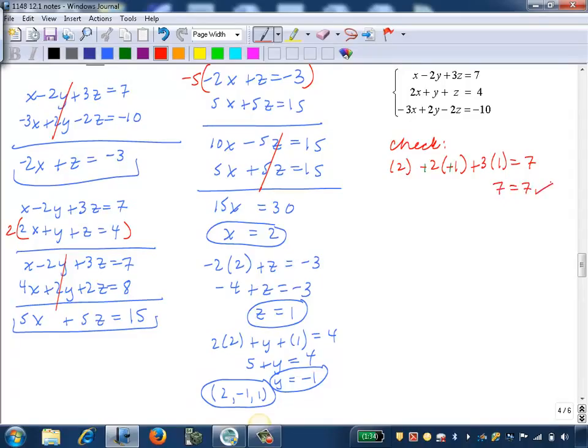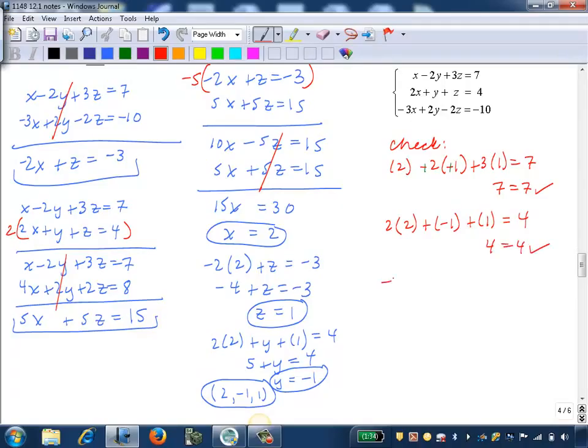So it works in the first one, but we've got to check all three. So now we'll substitute into the second one. So 2 times 2 is for the x, plus negative 1 for the y, plus 1 for the z, and we'll see if that equals 4. So here we've got 2 times 2 is 4, plus negative 1 is 3, plus 1 does give us 4, so we've got 4 equals 4, so that's good.